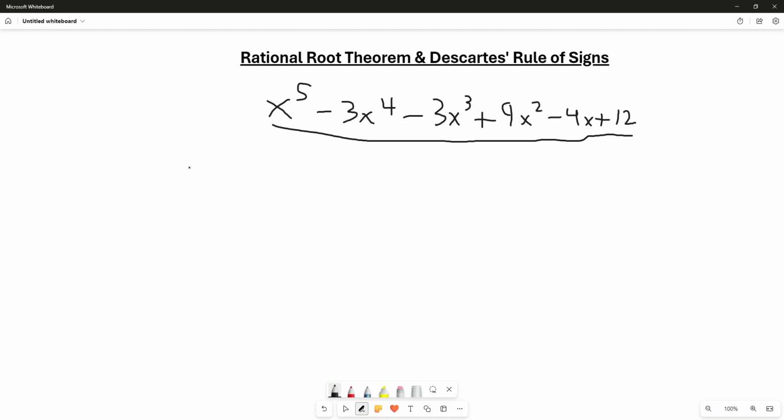So today we're going to be going over the rational root theorem and Descartes' rule of signs. So we have this polynomial here. It's a fifth degree polynomial, it's x to the fifth. And what we're going to want to find out using these two rules, theorems, whatever you want to call them, is how many positive real roots can there be? How many negative real roots can there be? And how many imaginary roots can there be?